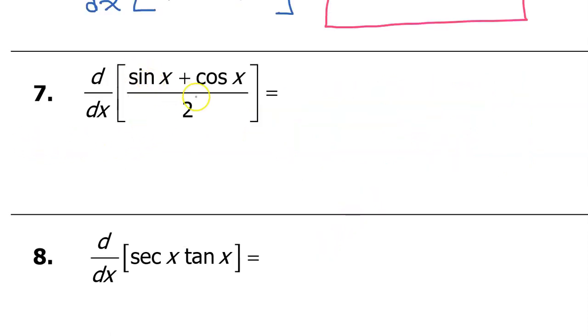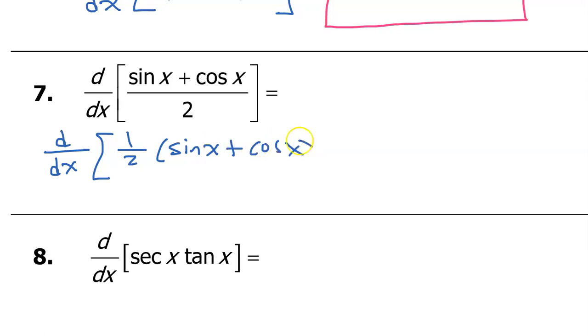For number 7, I will rewrite this a tiny bit before I take the derivative. This 2 in the denominator would be the same thing as having a 1/2 in the front of all this: sine x plus cosine x. And so when you take the derivative and you have a constant in the front, you'll get the same answer if you take that constant and leave it out in the front of everything. So I'm really going to rewrite it this way.